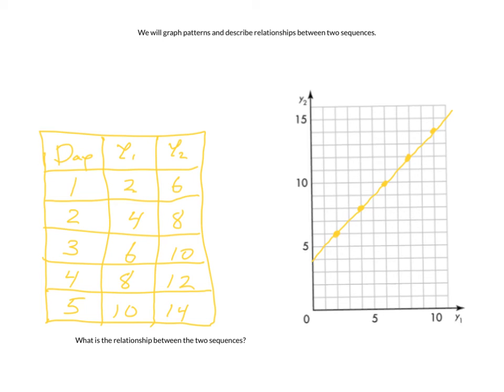So what is the relationship between the two sequences? In this case, it's add 4, or you could write plus 4. And that would be the answer for this one.